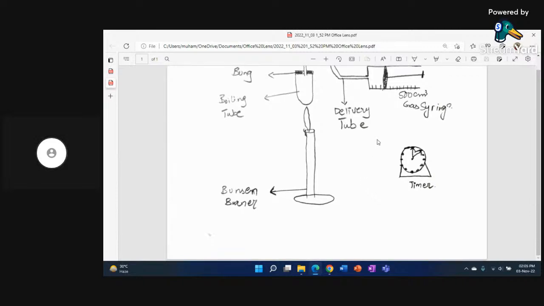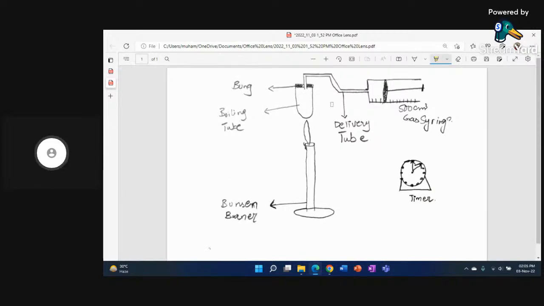Okay, you make a Bunsen burner over here. You show this as a Bunsen burner, and then you have a boiling tube over here in which you will put the metal carbonate. Now, what is the difference between a boiling tube and a test tube? A boiling tube has a larger diameter while a test tube has a smaller diameter. Okay, have you ever seen a boiling tube or a test tube? No. Let me show you.